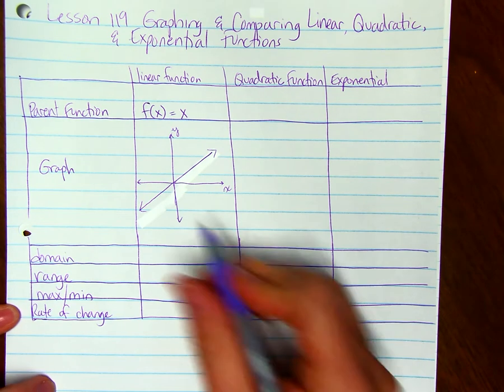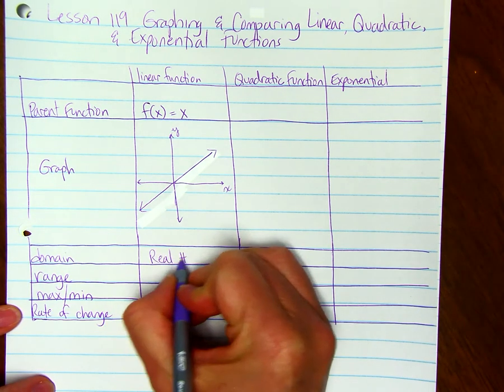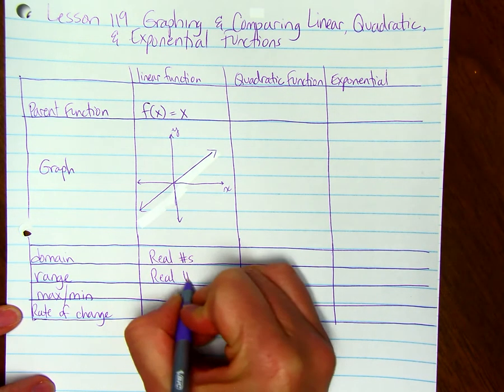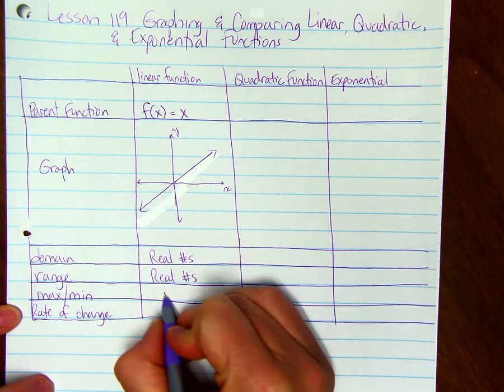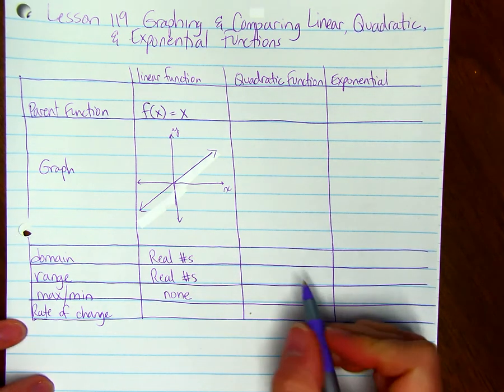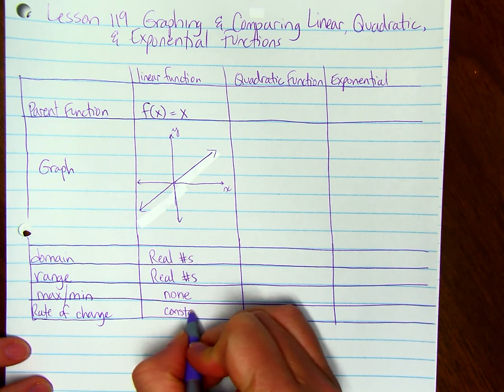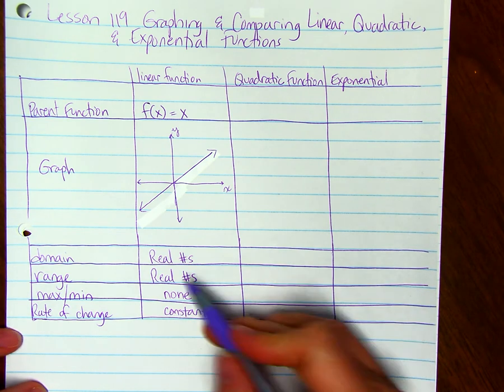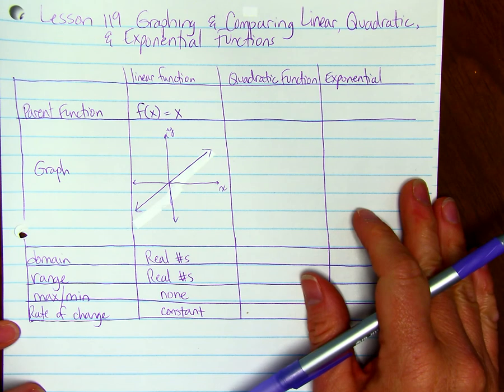Now the domain is all real numbers. The range is all real numbers. There is no minimum and no maximum, so there's none, and the rate of change is constant. And that would be our slope, where we just rise at a constant rate.